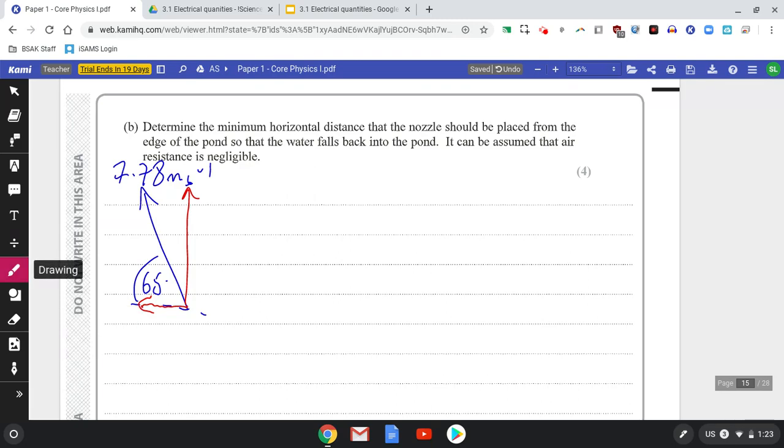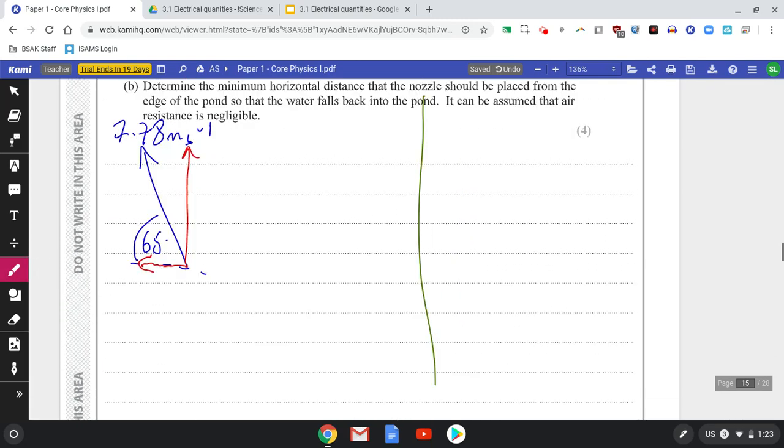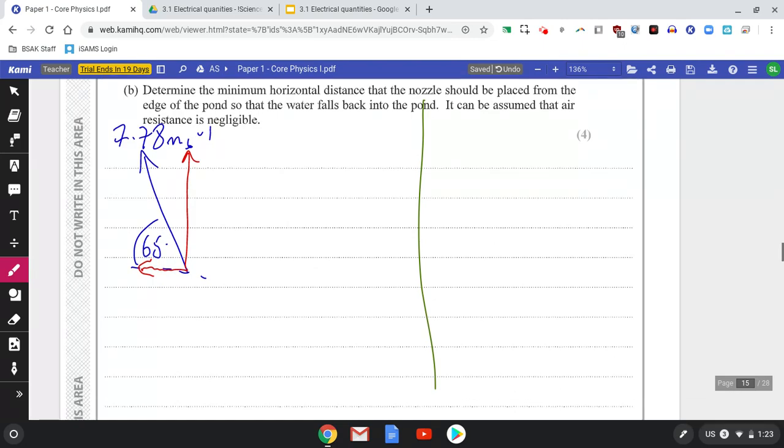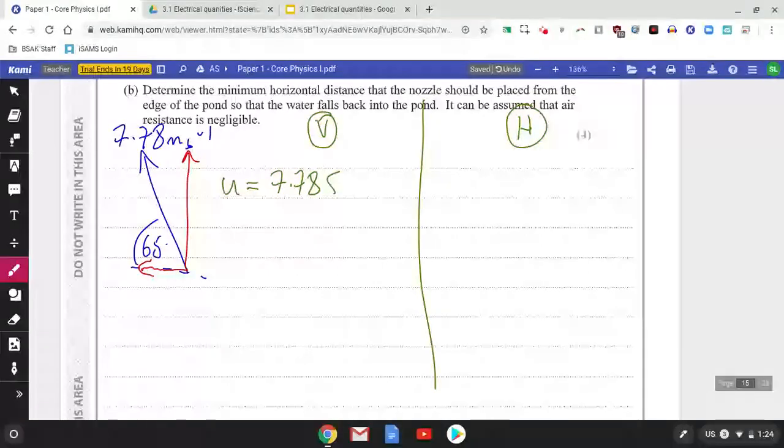We split the space on the page in the question into two, because we always do vertical first and then horizontal. This is what we do with every single projectiles calculation. Right, vertically, what do we know? We know the initial vertical velocity is, let's take upwards as positive, 7.78 sine 65 degrees.